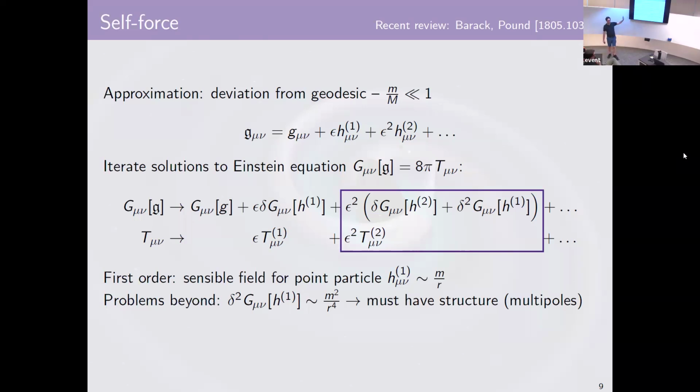This is before even talking about observables. This is as you start looking at the behavior of the field. The field itself is very poorly behaved if you force it to just be a point particle.